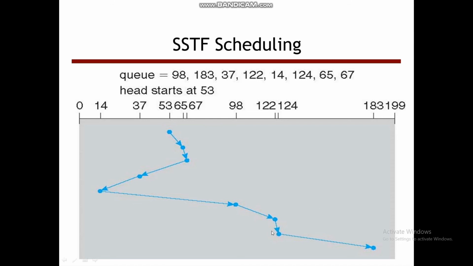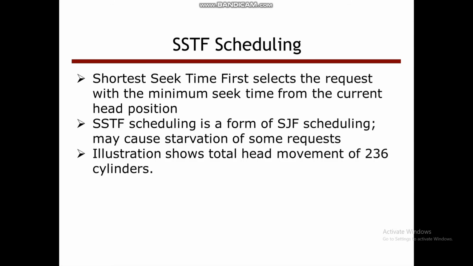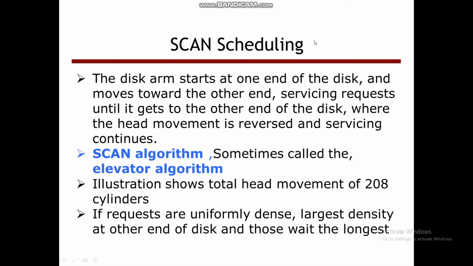Then from 124 to 183 it is reaching, and finally it has come to the end of all the movements and the head rests at position 183. On calculation, we can see that there is only a total head movement of 236 cylinders. In the previous case it was 640 cylinders. Now it's only 236. The next algorithm in this series is the scan scheduling algorithm.